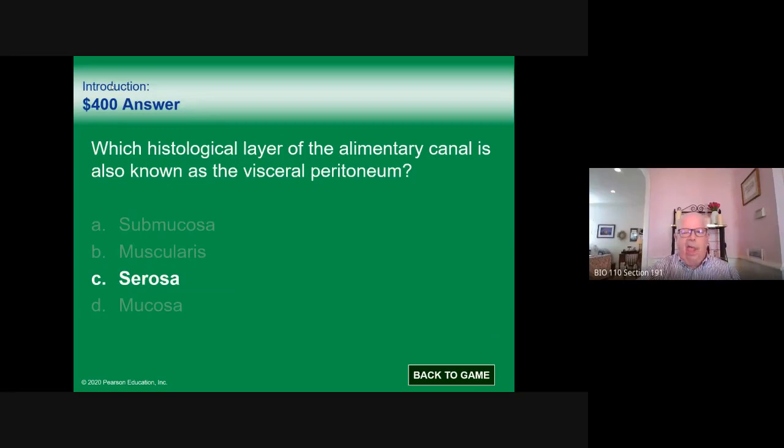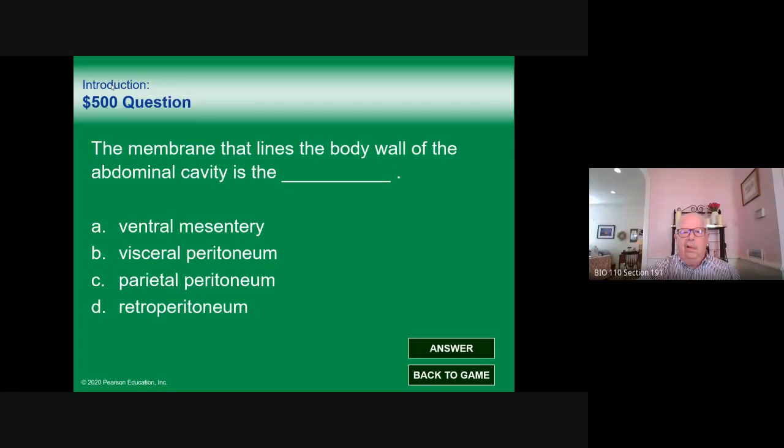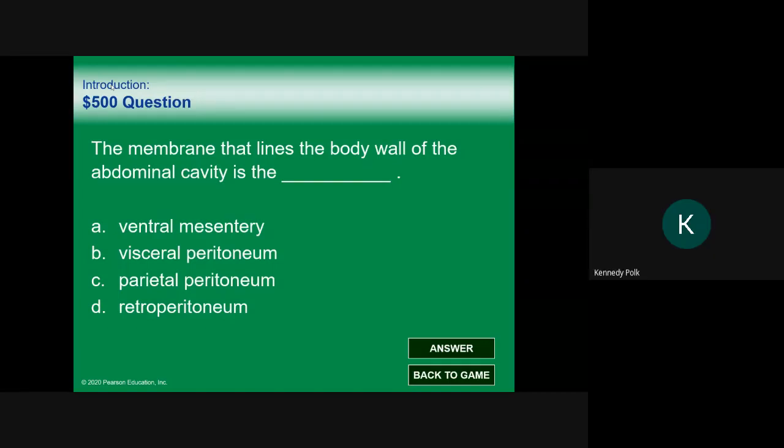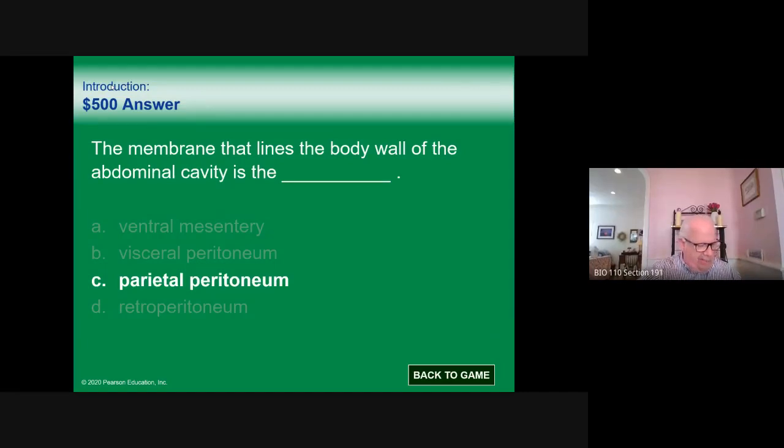Kennedy? Hello. Hello. This membrane that lines the body wall of the abdominal cavity is? C. Parietal peritoneum. Correct. Correct. Emma?